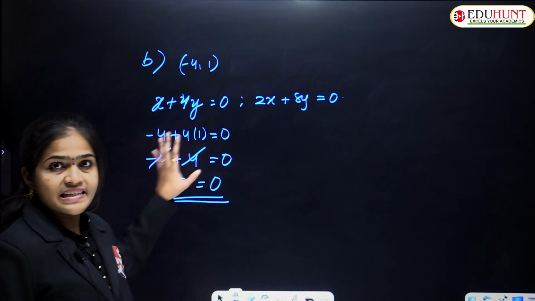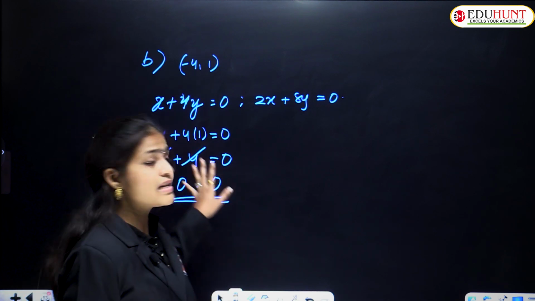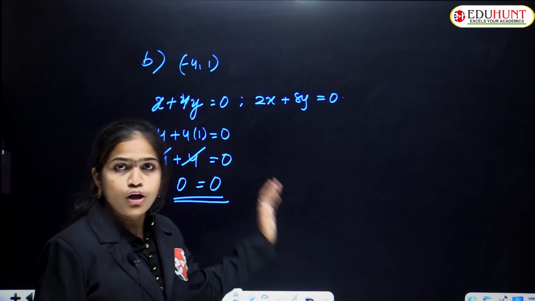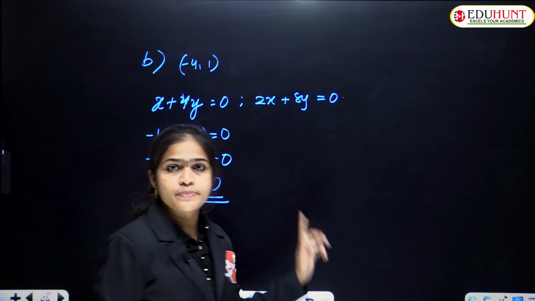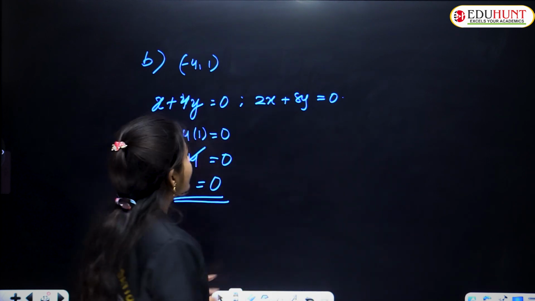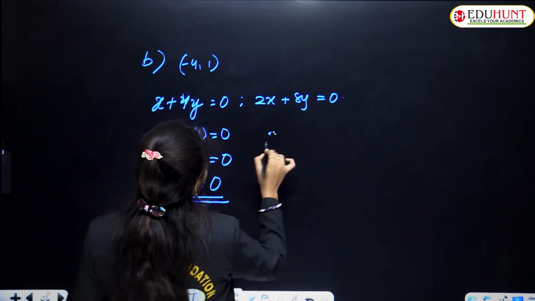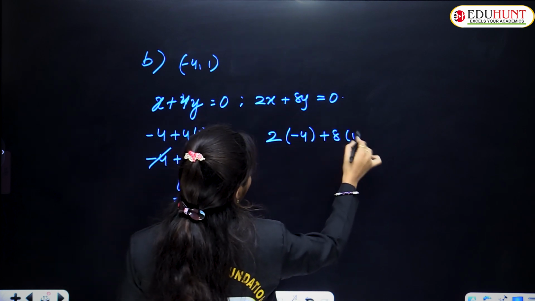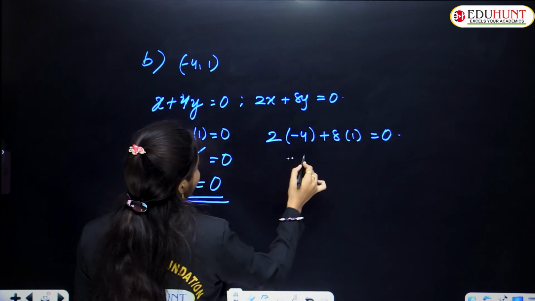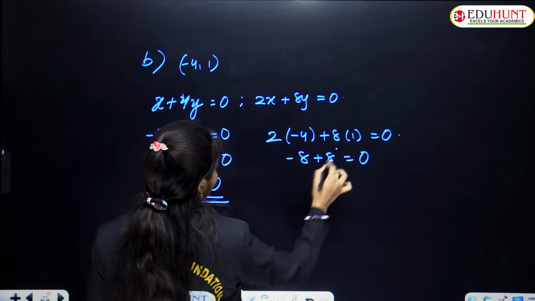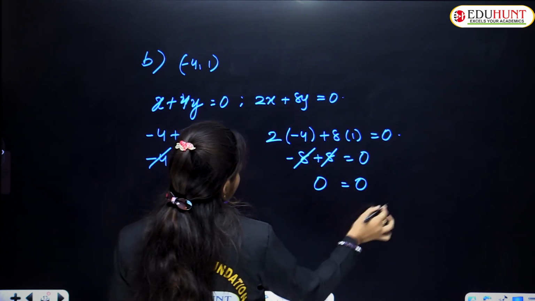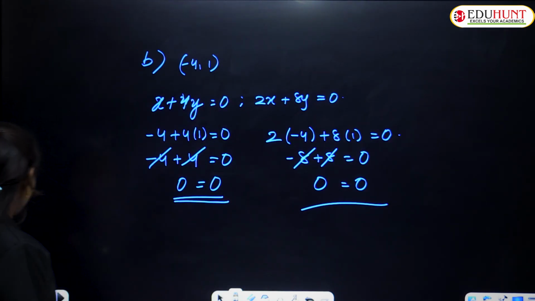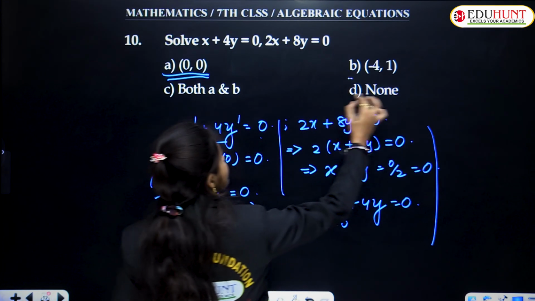By seeing that it is a homogeneous equation, directly we can say that 0, 0 is an answer. Along with that, we have to see whether any other option satisfies or not. The second equation is 2 into x, which is minus 4, plus 8 into 1, which is equal to 0. So minus 8 plus 8 is equal to 0. Plus 8 and minus 8 get cancelled. Finally we are getting 0, 0. So the second option is also satisfying here. So this one is also an answer.